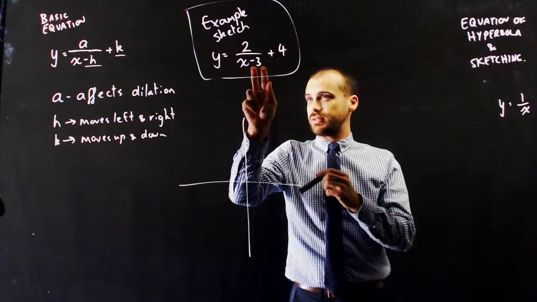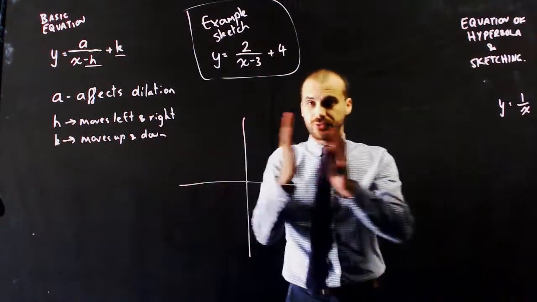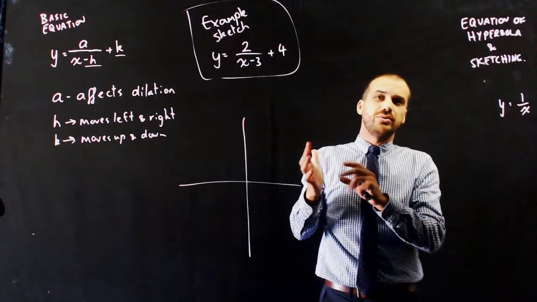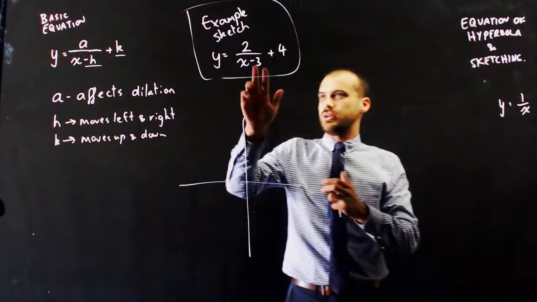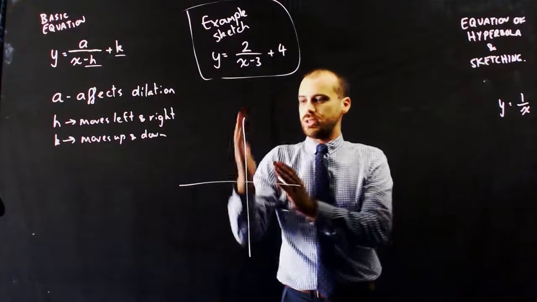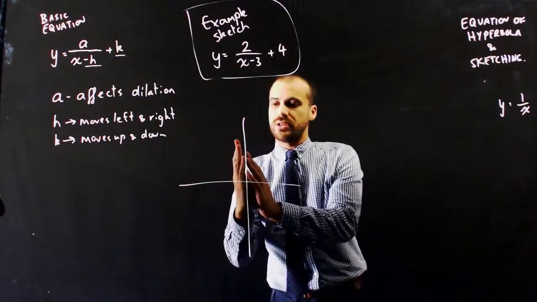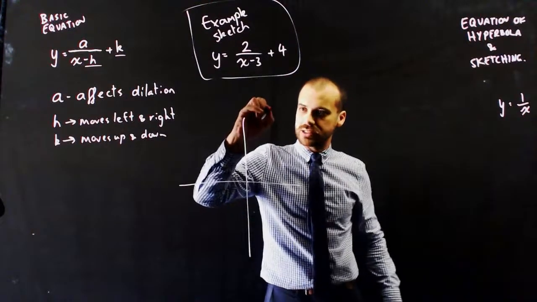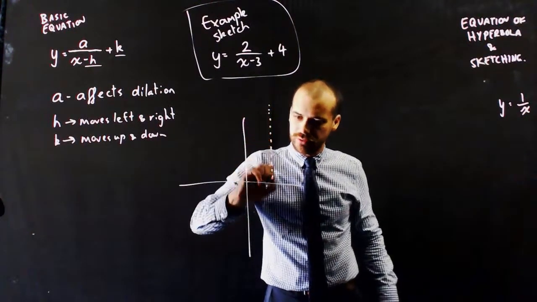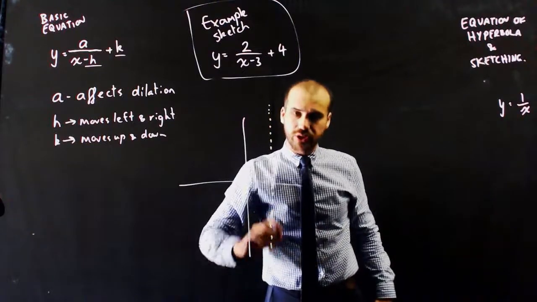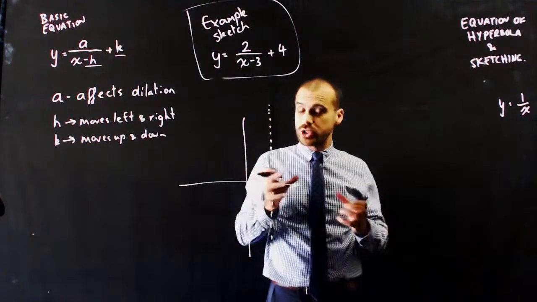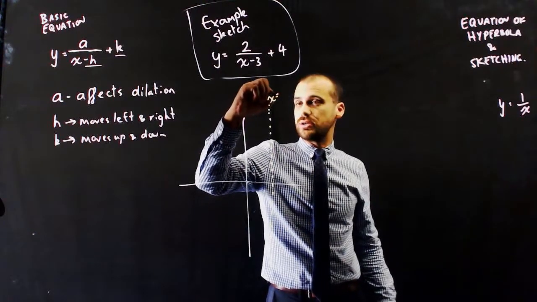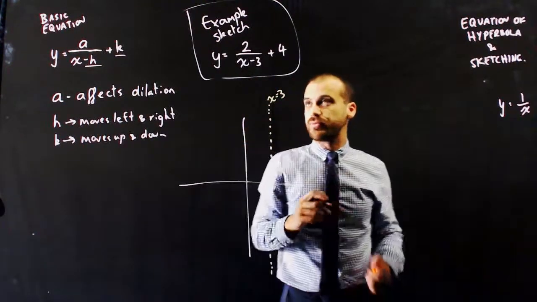Now, think about what the h value does. An h value of -3 is going to move it left or right. And the h value always behaves kind of the way that you think it won't. So the -3 isn't going to move it to the left. The -3 is going to move it to the right. So I have an asymptote, which I show with a dotted line, a vertical asymptote, and the equation of my vertical asymptote is x equals 3.